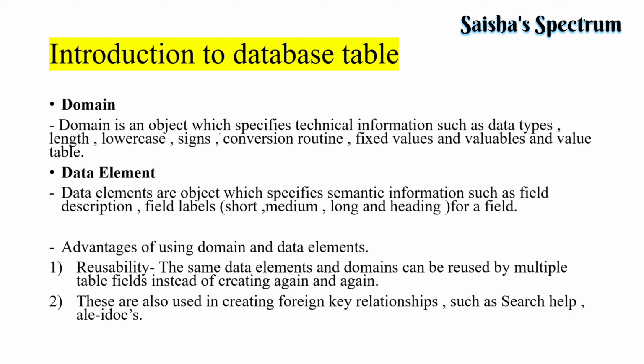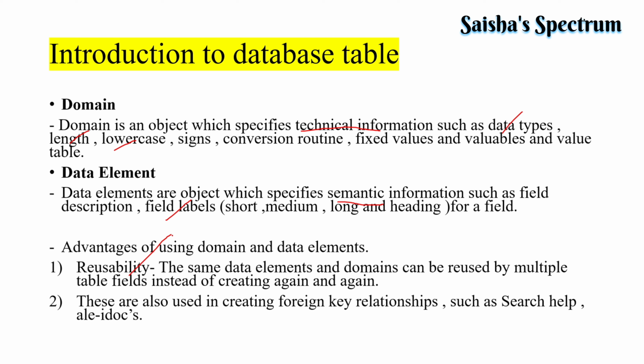So let us first see what is meant by domain. A domain is an object which specifies technical information, and a data element specifies semantic information. Technical information such as data type, length, lower case, sign, conversion, and semantic information such as field description and field labels in the field. There are different advantages of using domains and data elements.